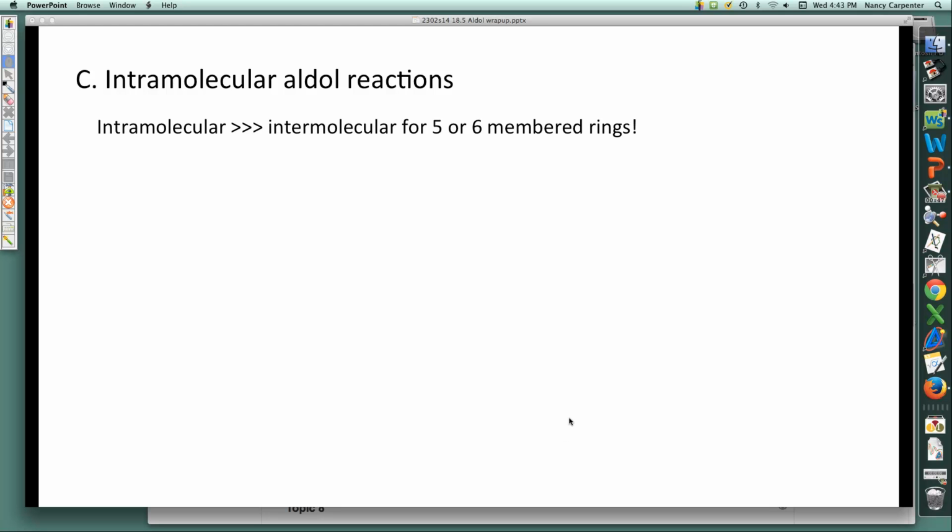So intramolecular aldol reactions. Remember that intramolecular reactions are reactions where the electrophile and the nucleophile are all part of the same molecule. Intermolecular is like interstate highways in between two molecules. The reaction takes place with a nucleophile from one molecule and an electrophile from a different molecule. Well, intramolecular is always favored well over intermolecular if you're making a 5 or a 6-membered ring.